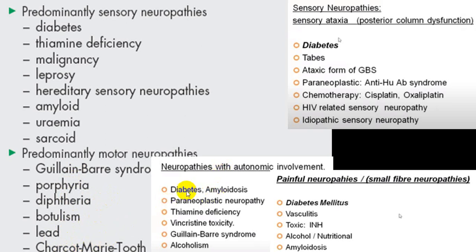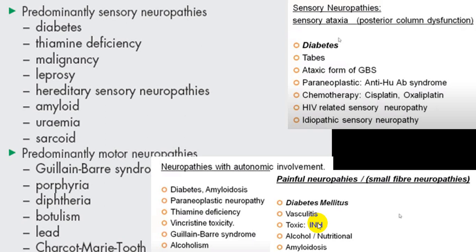Autonomic nervous system involvement is very frequent in diabetes and amyloidosis, but diabetes comes topmost on the list. Another common one you will come across is nutritional deficiency, that is B1 deficiency. And then comes chemotherapy, like vincristine. In Guillain-Barré also you can come across autonomic nervous system involvement. Alcohol, not very common, but once in a while, even in alcohol you can have autonomic involvement. A severely painful neuropathy we call small fiber neuropathy, classical in case of diabetes mellitus and vasculitis. These two come topmost on the list. And then comes alcohol and nutritional.